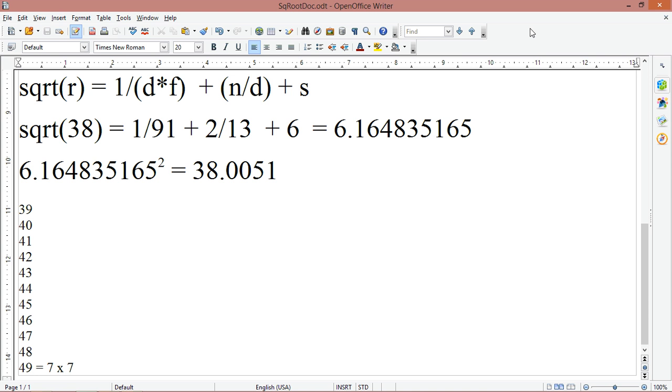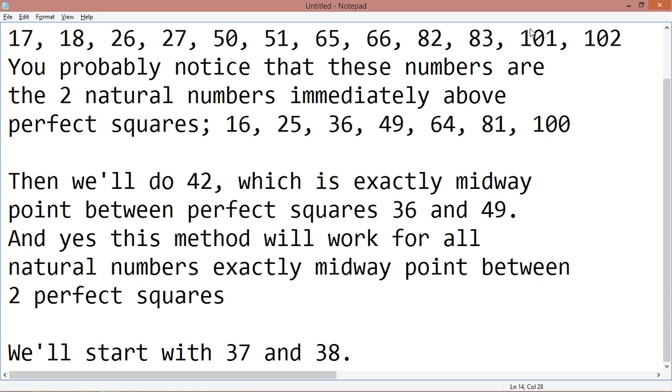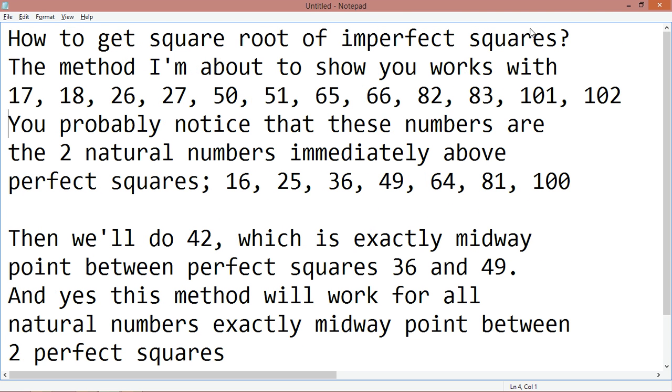So in other words, going back to our other document here, this will apply to numbers between 16 and 25, between 25 and 36, and as we just saw, for numbers between 36 and 49, between 49 and 64, 64 and 81, and 81 through 100, and it actually just keeps on going up.